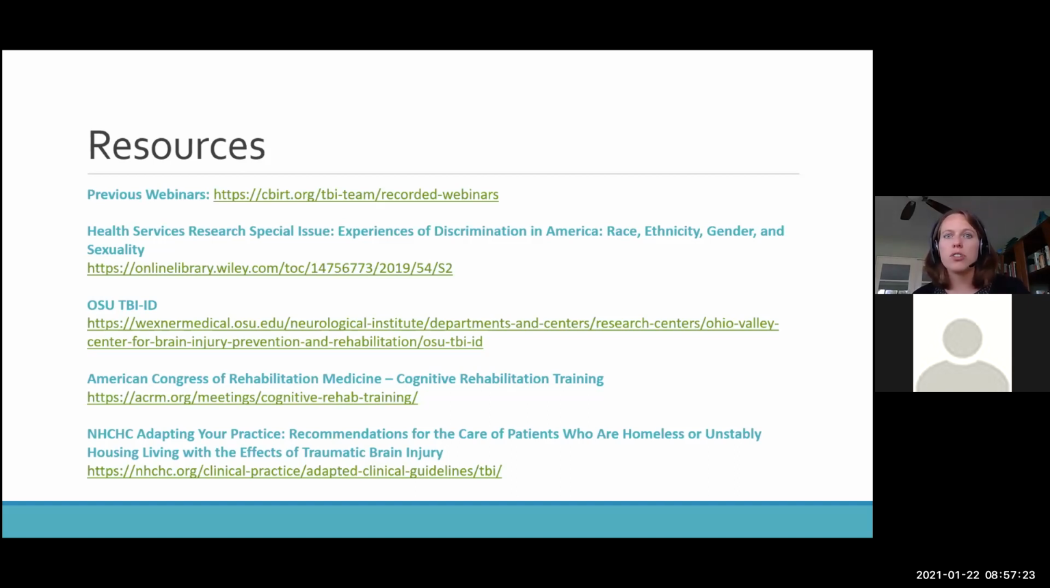And then if you're more interested in kind of diving into these cognitive strategies, the American Congress of Rehabilitation Medicine has a specific cognitive rehabilitation training that goes through a lot more detail of these cognitive processes and some strategies for managing them. It's a great training, highly recommend it if you're interested in delving into that further.